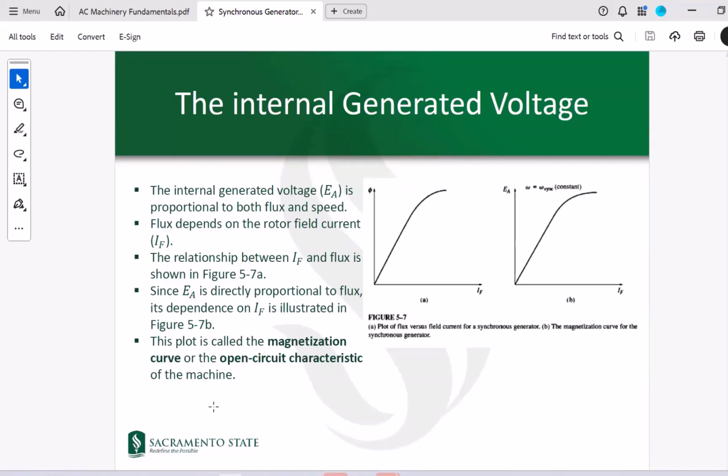So this plot is called the magnetization curve, or the open circuit characteristic of the machine. This is the voltage that could be measured on the terminal of the generator when there is no load connected, right? When there's no load connected, there would be no current in the armature. So the same voltage that applies on the armature would be on the terminals of the generator as well, because there's no current between the armature and your terminal.